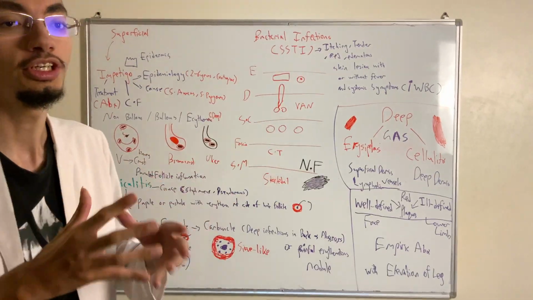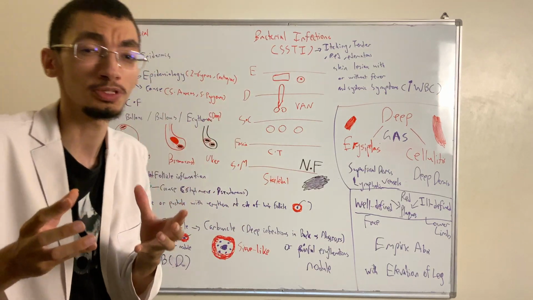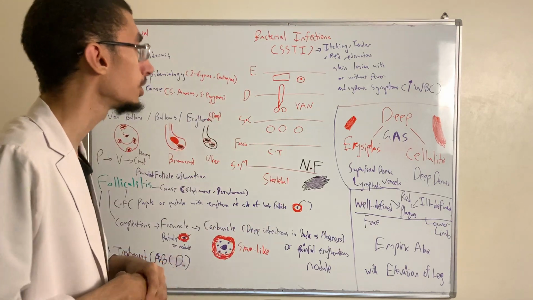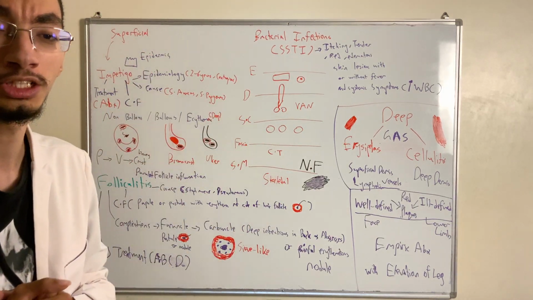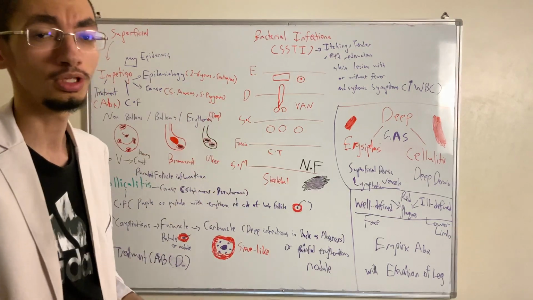Now that we have an idea about the description of whichever skin lesion we might see in a bacterial skin infection, let's revise the anatomy of the skin one more time. So if you remember, the skin is divided into layers, right?